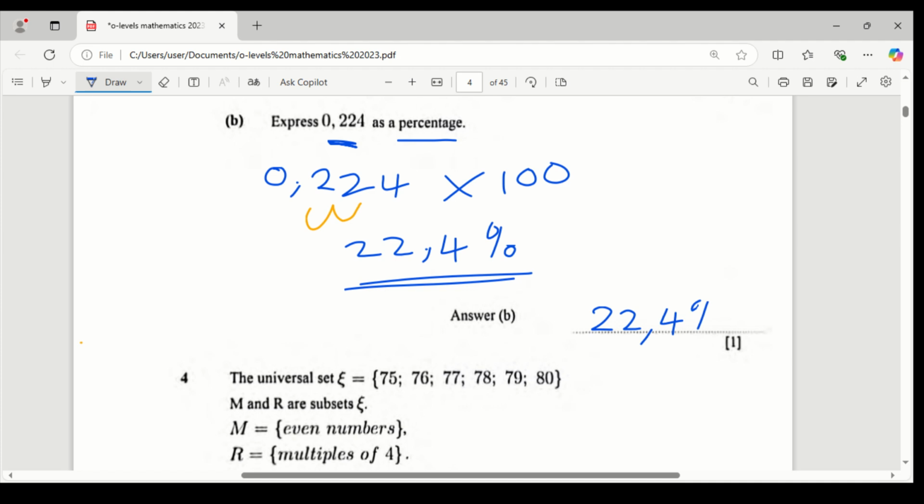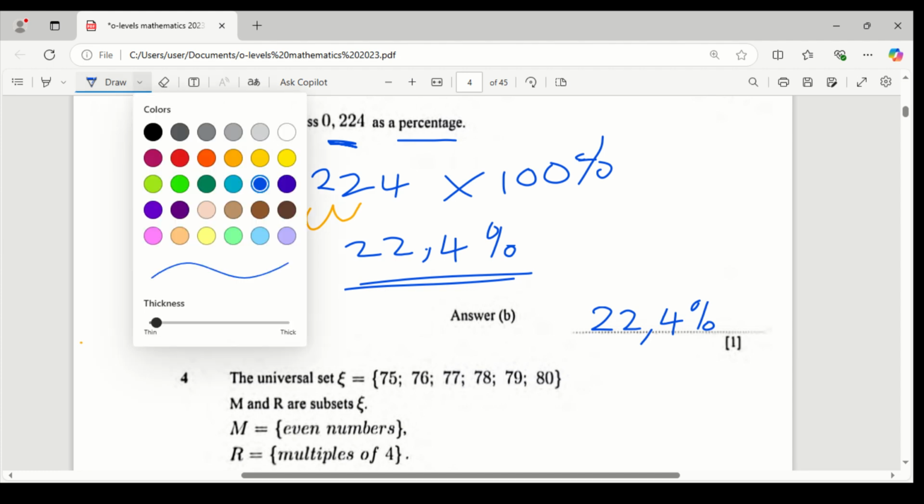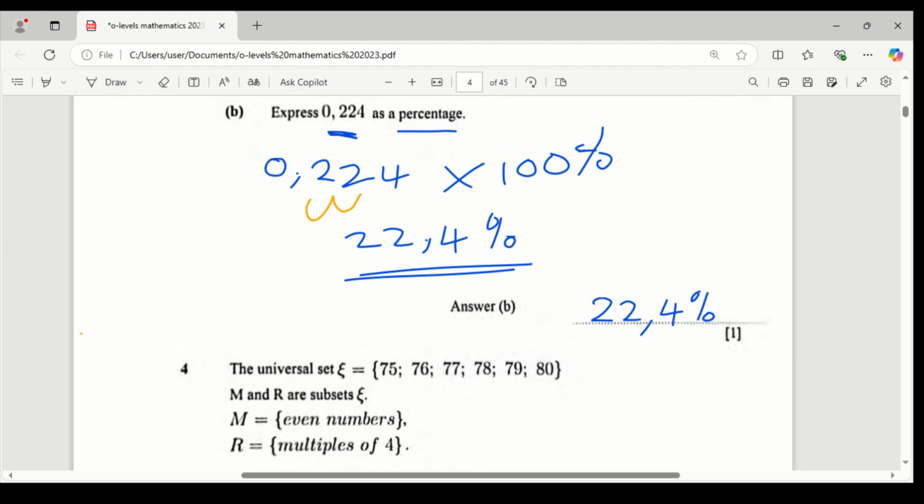Unlike first converting the decimal number into a fraction, then multiplying by 100, you just multiply that decimal number with 100%. Okay. So here, let me write the percentage sign. So that's the percentage sign there.